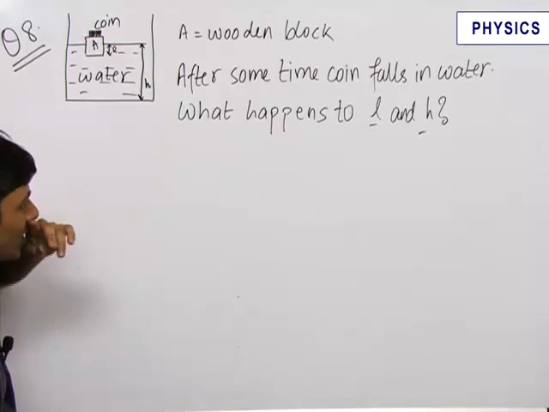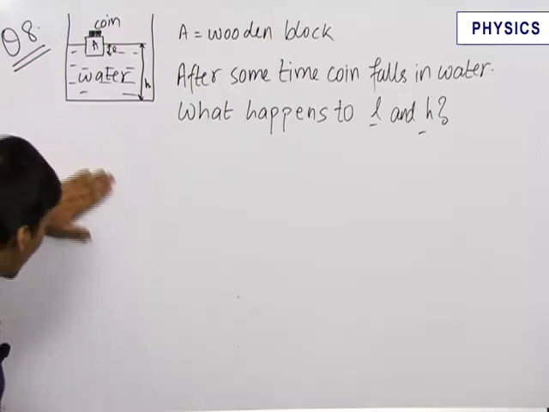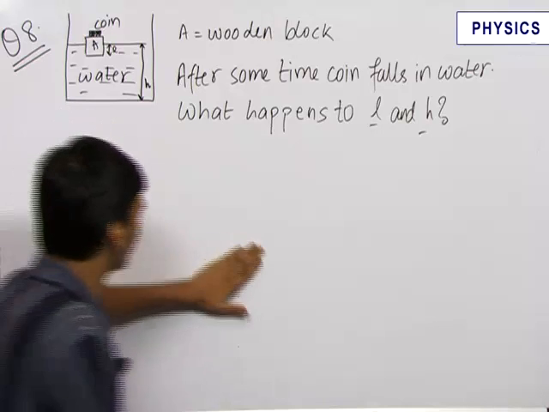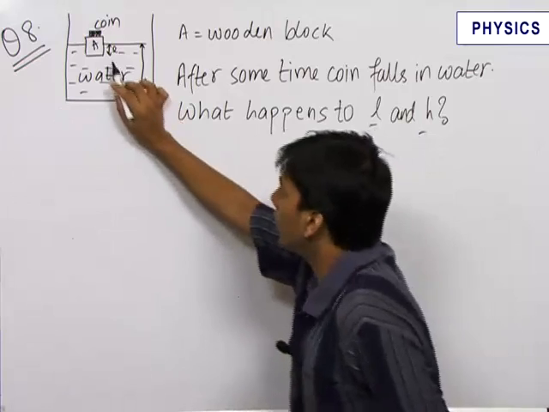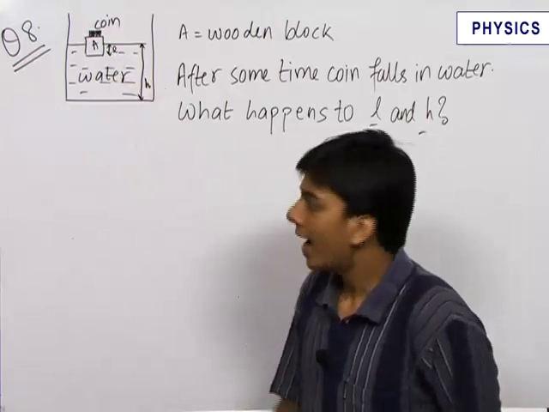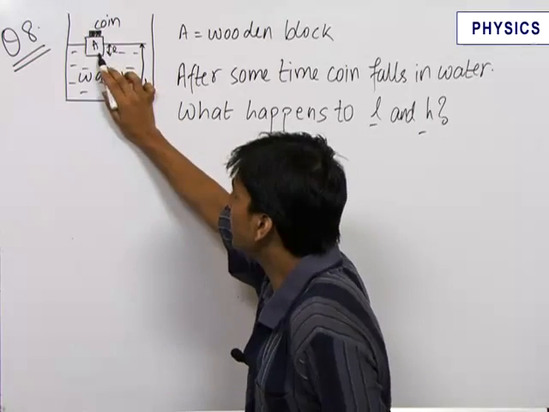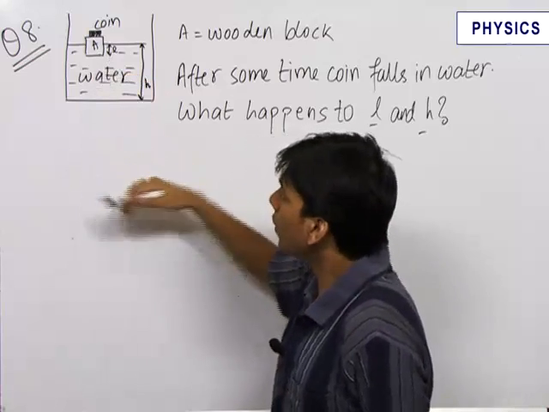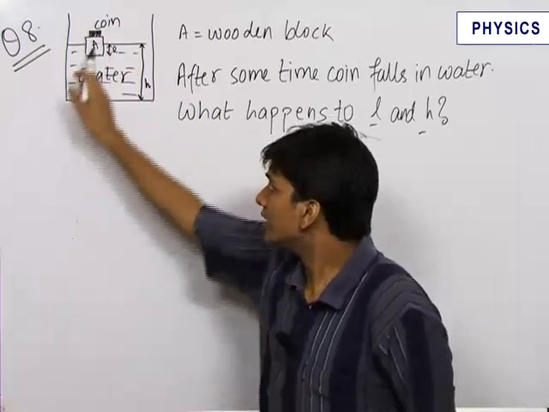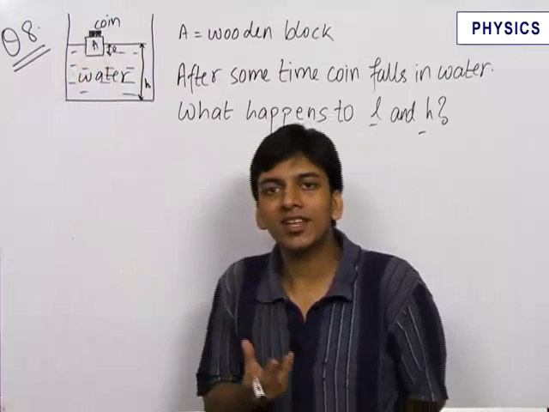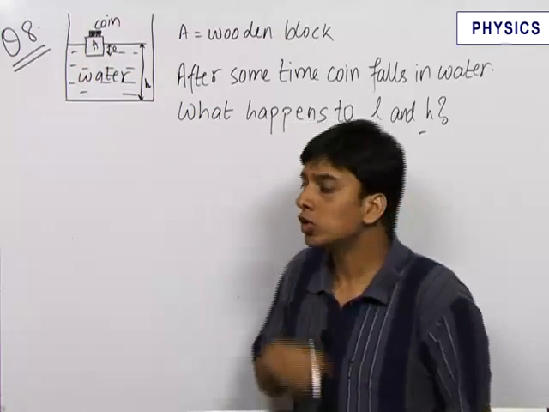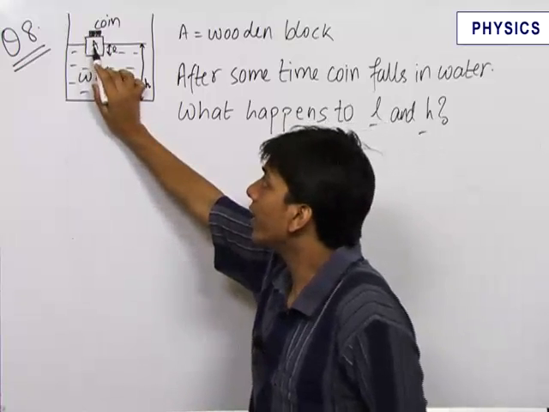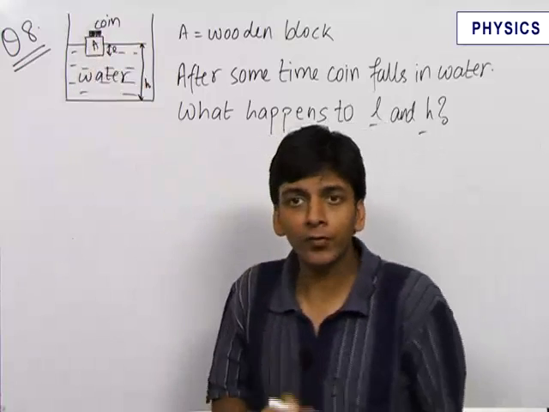For going about this question, you need a very conceptual idea of the whole thing. Now let us first consider L. L is the submerged height of the block A in water. Initially, this block was displacing an amount of water whose weight was equal to the weight of A plus the weight of the coin.